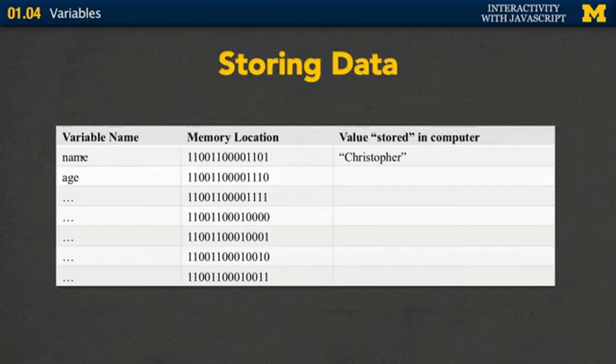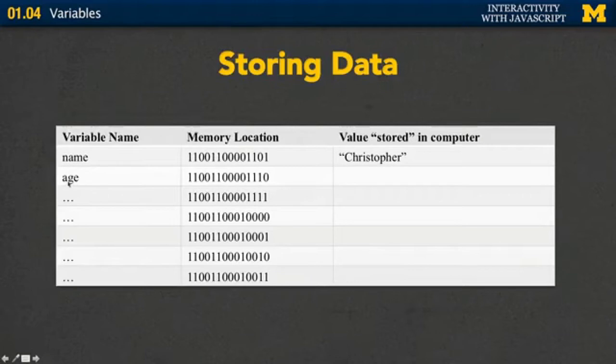So here, once you said var name, it reserved a space in memory. And it said, oh, okay, I know that I'm talking about position 11011, blah, blah, blah. But Colleen doesn't want to talk about those numbers. She wants to use the actual variable name. So whenever she talks about name, I know she actually wants me to use the value Christopher.